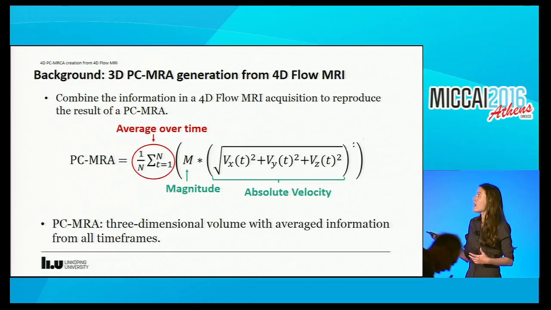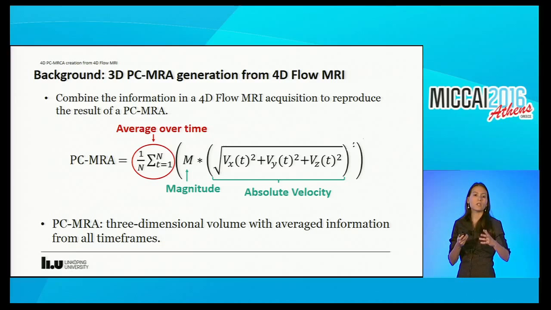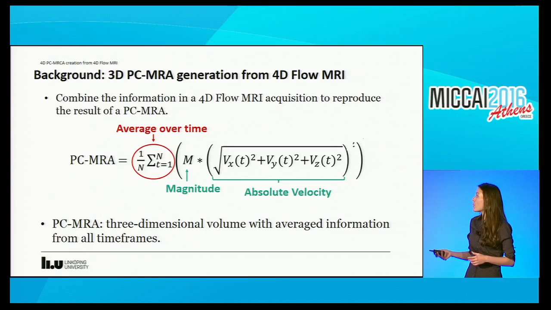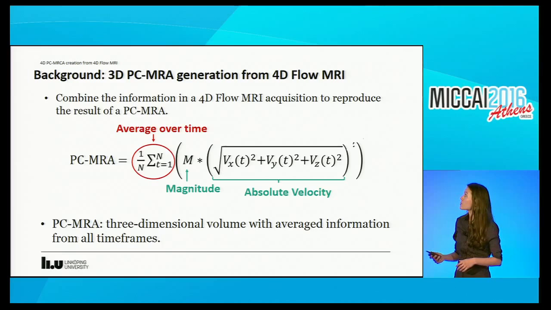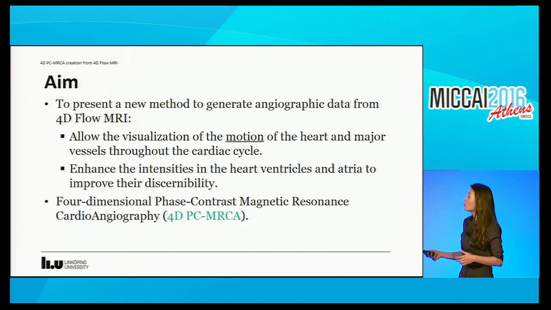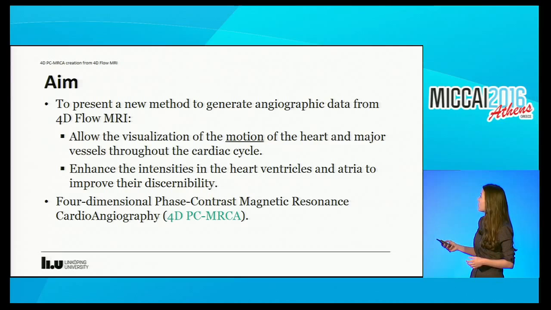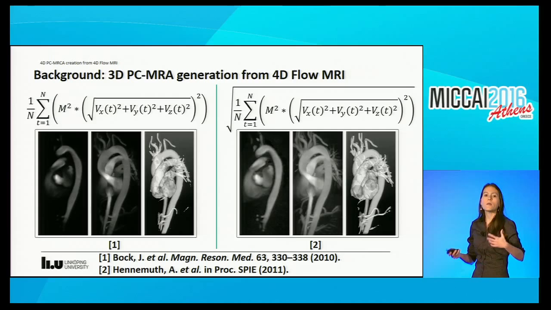That means that I'm reducing my four-dimensional image into three dimensions, so I'm losing my time dimension. So the result of my PC-MRA is a three-dimensional volume with averaged information from all the time frames. So this is how it looks for two previous methods previously presented. And the formulas are a bit changed, but they are in general the same thing.